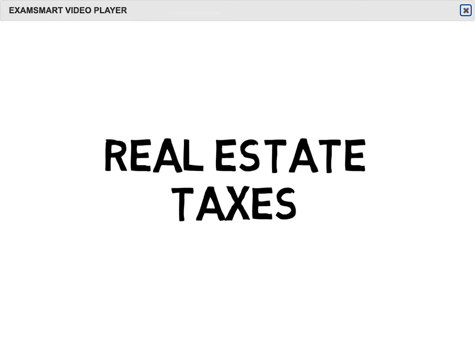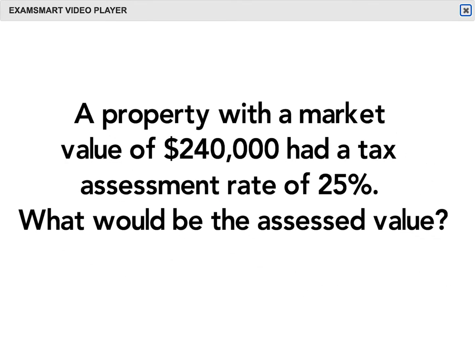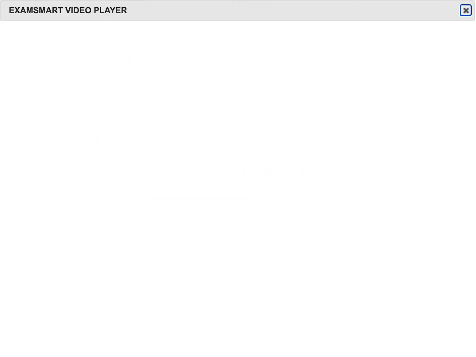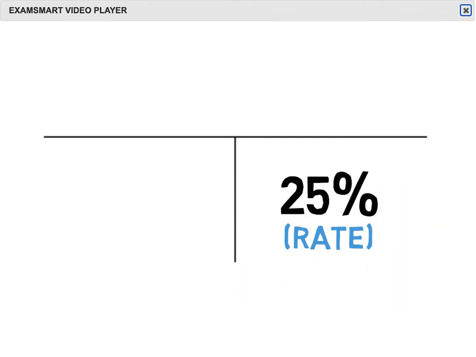Let's tackle some problems involving real estate taxes. Let's say a problem says, a property with a market value of $240,000 had a tax assessment rate of 25%. What would be the assessed value? In this case, the math problem gives us 1 percentage, so that tells me I will need to draw 1 T. I always like to put the percentage in first if possible because the percentage always goes in the bottom right in our T. So I'll put 25% in the bottom right.